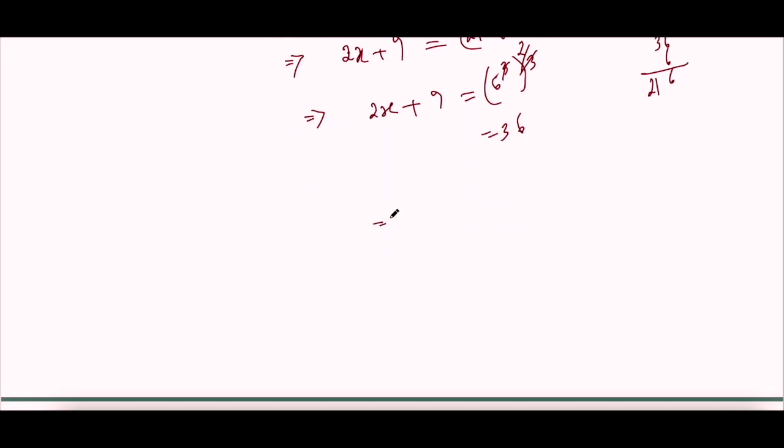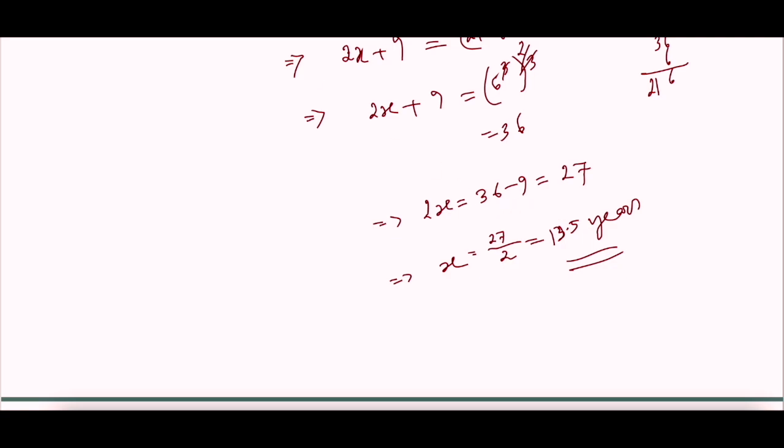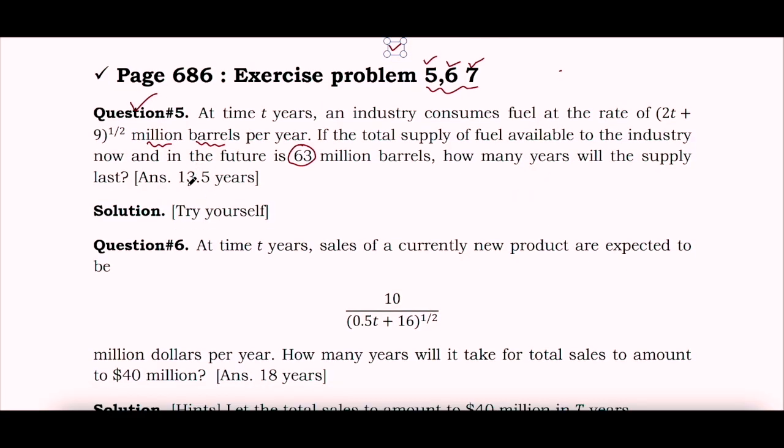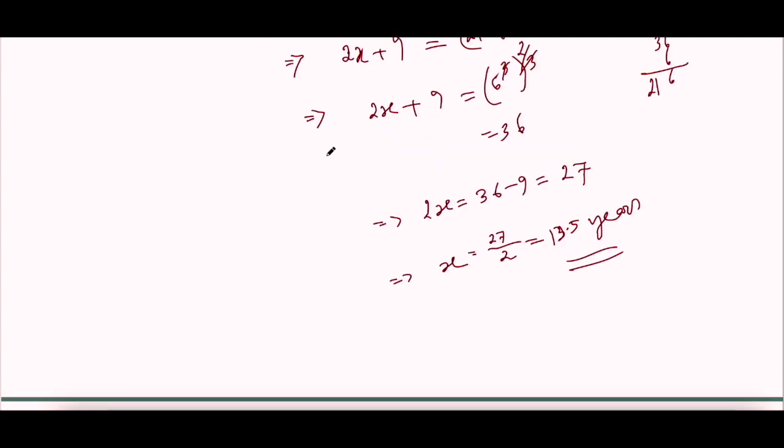Therefore 2x equals 36 minus 9, which is 27. Therefore x equals 27 by 2, which is 13.5, and x is in years, so it means the available supply will last up to 13.5 years. This is the result. Do you have any question, anyone?